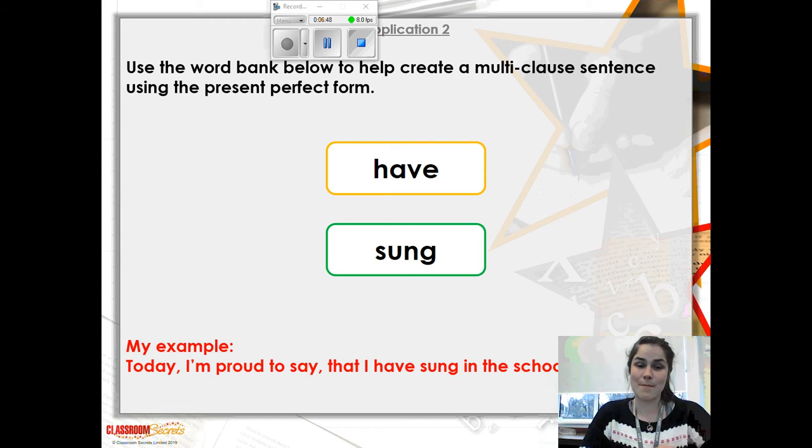Okay, so my example today, I said, today I am proud to say that I have sung in a school choir. So I'm going to be really excited to look at your sentences that you've written, if you're in Pike's class, and Miss Bailey and Mrs. Brayfield will be really excited to see their sentences too.